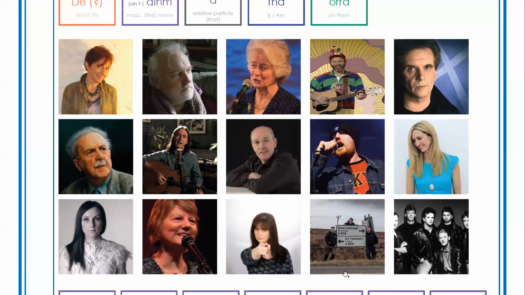Their name is Pete and Diesel. So a relatively new popular band in the Highlands and in the Hebrides. And they are from Lewis.